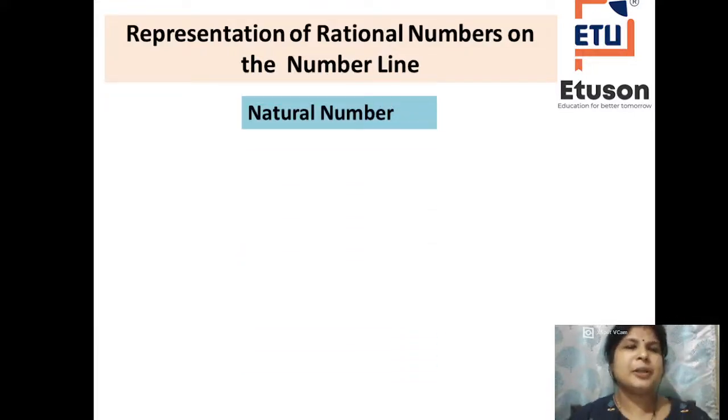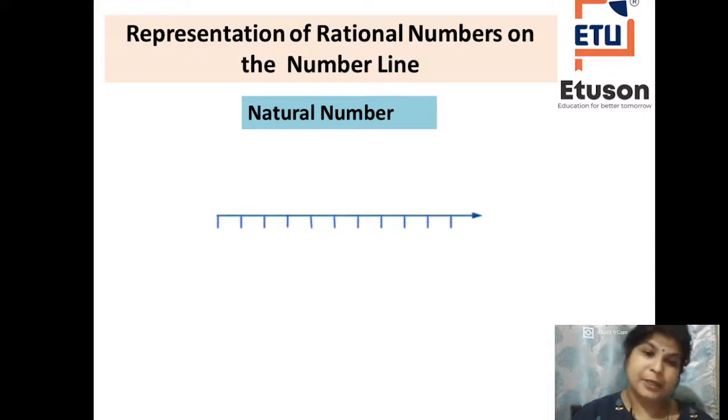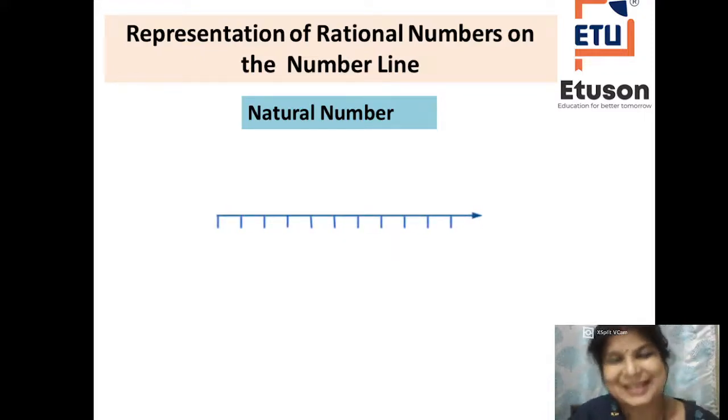So how to represent natural numbers on the number line? As I have already told you, let us take one number line. I have taken a ready-made number line so that it will look straight, correct? As I have already told you, a number line represents a horizontal line with marking at equal intervals. So it's a horizontal line with marking at equal intervals, correct or not?